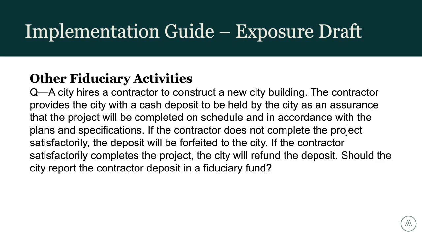The second question is actually a really common situation related to retainers for a lot of governments. A city hires a contractor to construct a new city building. The contractor provides the city with a cash deposit to be held by the city as an assurance that the project will be completed on schedule and in accordance with plans and specifications. If the contractor does not complete the project to the city's satisfaction, the deposit will be forfeited to the city. If the contractor does complete the project, the city will refund the deposit.